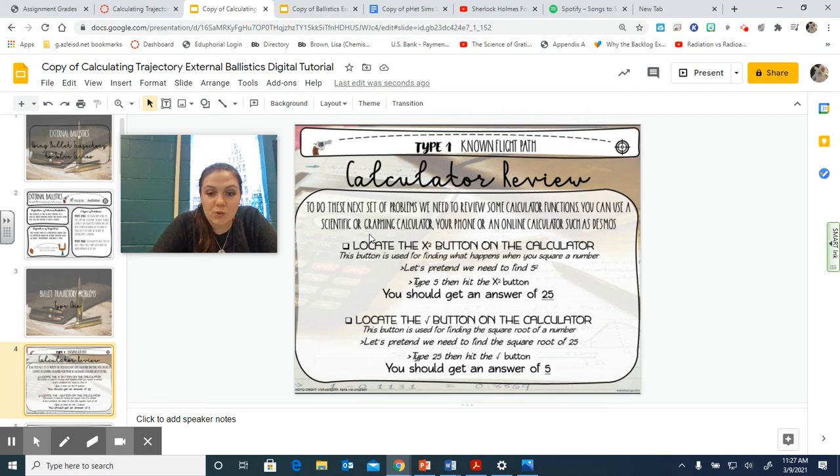Like I said, the first one is always going to walk you through it and is going to ask you to repeat the steps. So to do this next set of problems, we need to review some calculator functions. You can use a scientific or graphing calculator, your phone, or an online calculator such as Desmos.